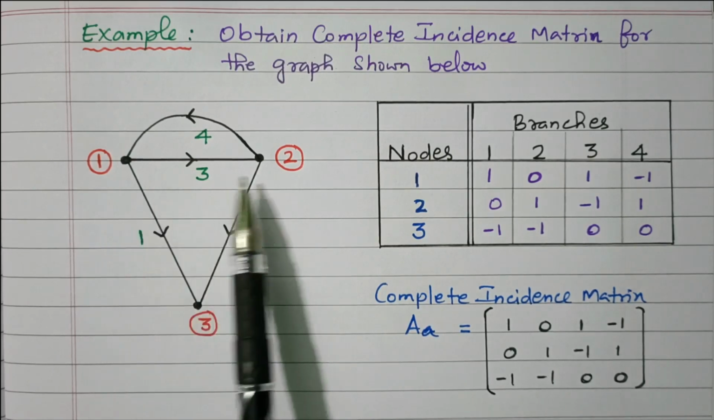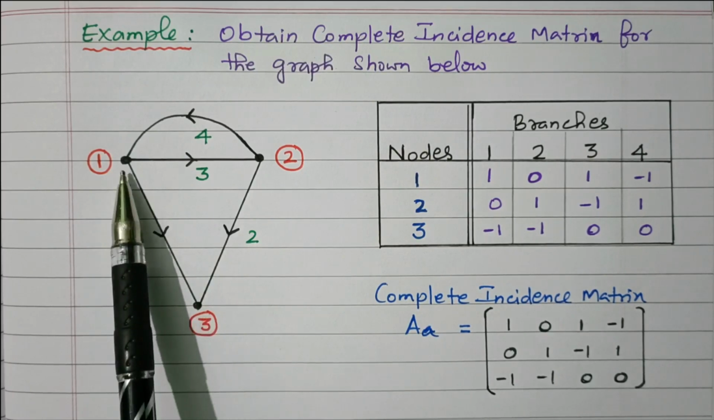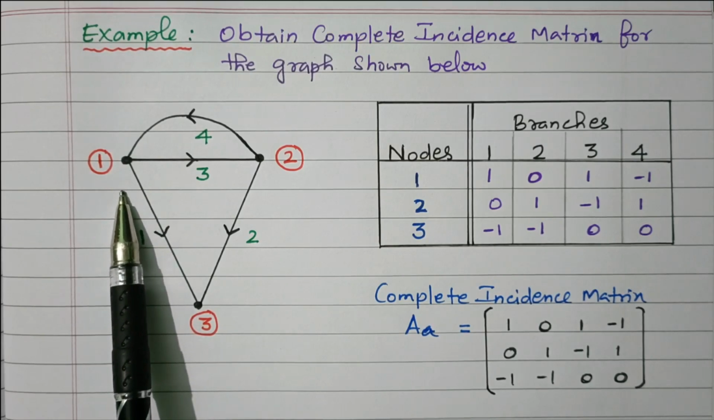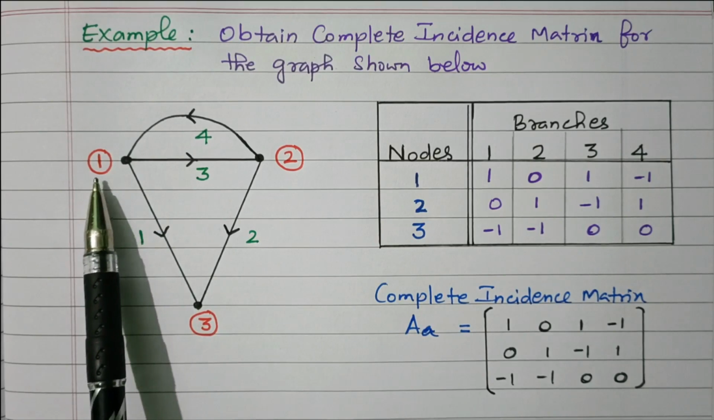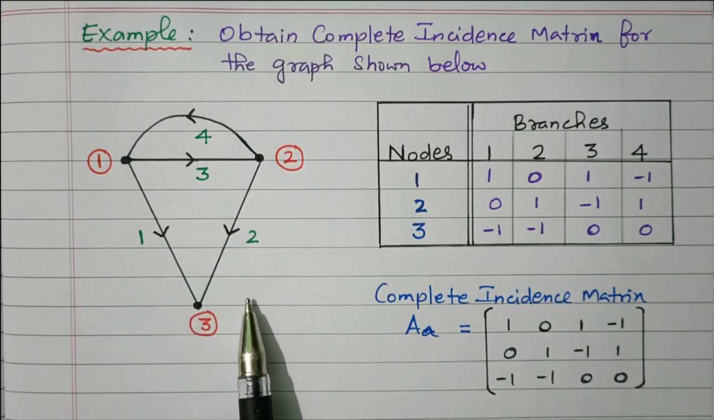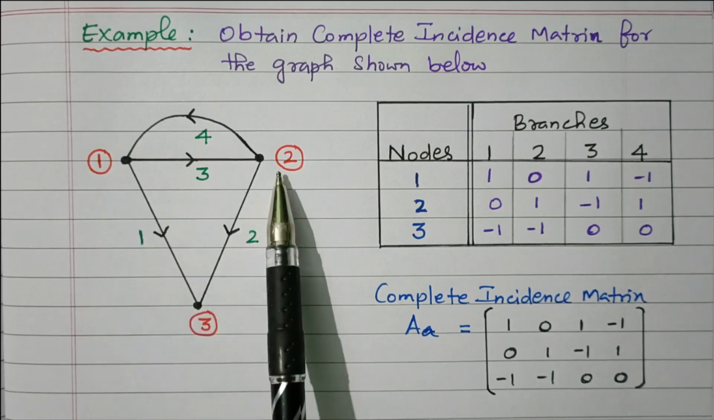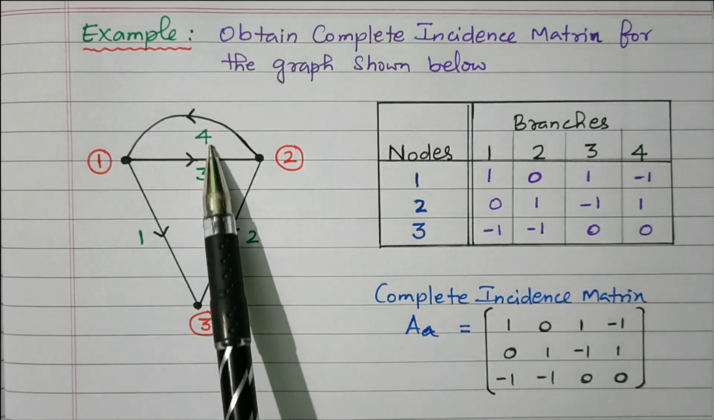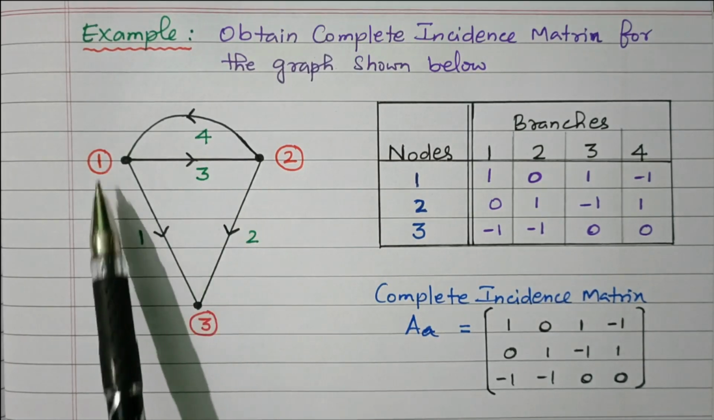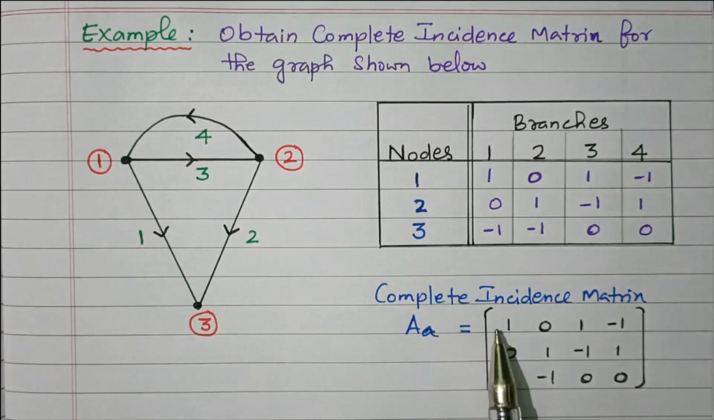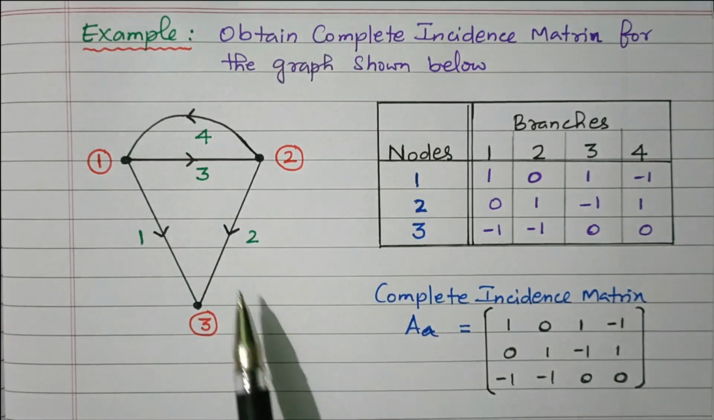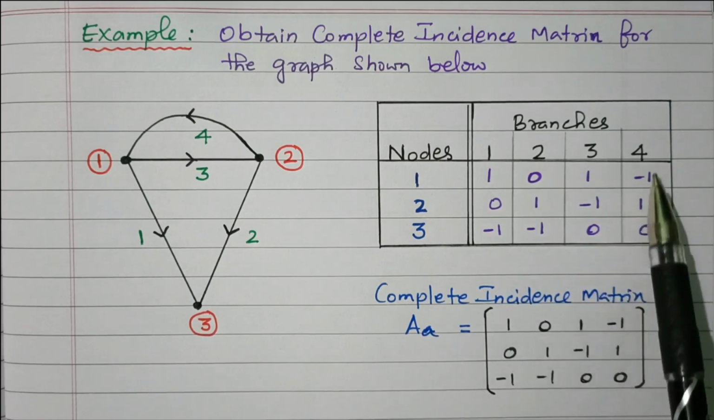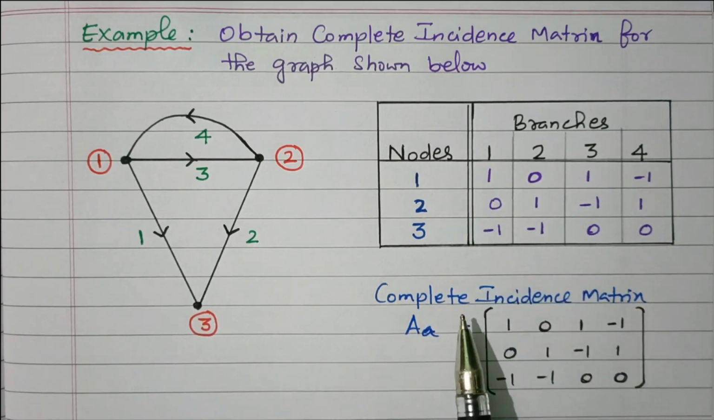These red color numbers 1, 2, 3 are the nodes. Node is nothing but where the elements are connected together. If only two elements are connected, it is a simple node. More than two means principal node. So these are all the principal nodes, where more than two elements are connected. So 1, 2, 3 are the three nodes. These branches 1, 2, 3, 4, in green color, are the branches. So the number of nodes 1, 2, 3 will decide the number of rows. 3 rows are there. 4 branches will decide the number of columns. 4 columns. So 3 rows and 4 columns.